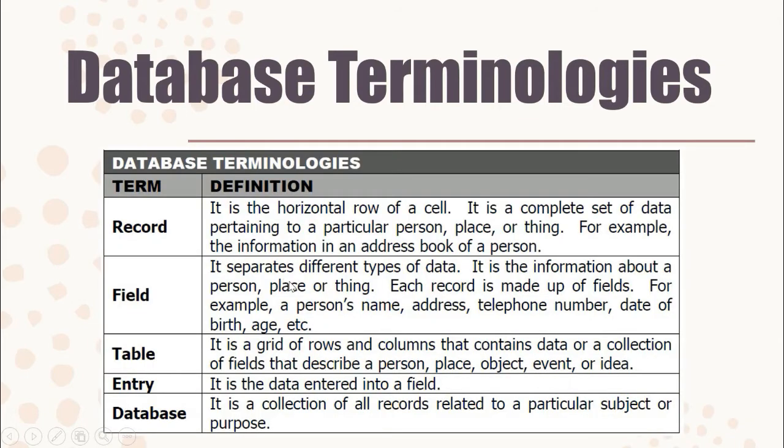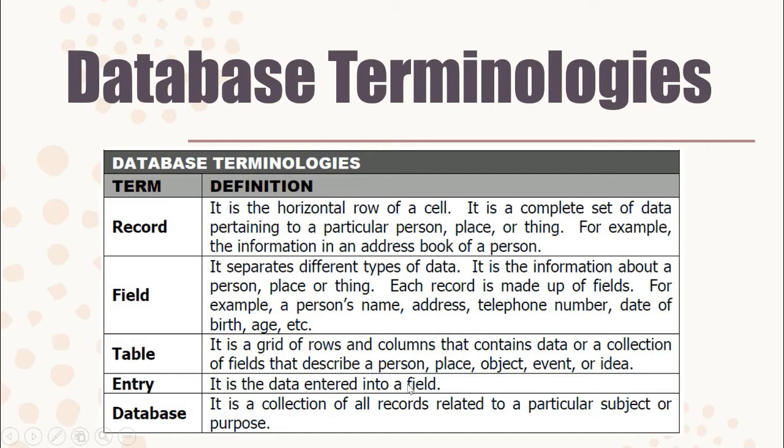The third one is the table. It is a grid of rows and columns that contains data or a collection of fields that describe a person, place, object, event, or idea. So, yung table naman, that consists of a grid of rows, yun naman yung mismong buong table that consists of records and fields.